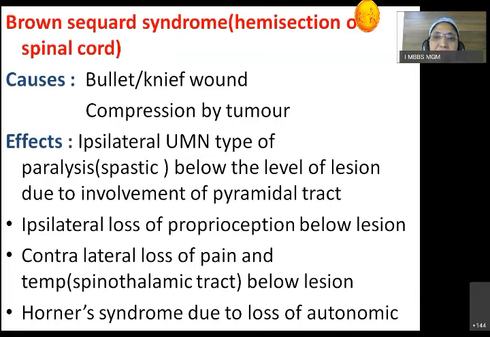In which cases, what are the conditions in which half of the spinal cord is damaged? There may be a bullet injury, a stab injury, a knife injury, or there may be compression of the spinal cord by any tumor. So what will happen if half of the spinal cord is damaged?